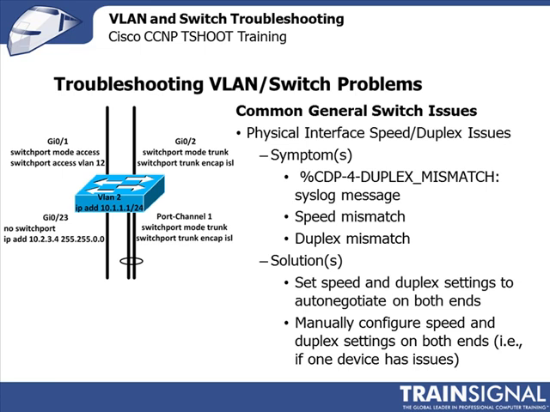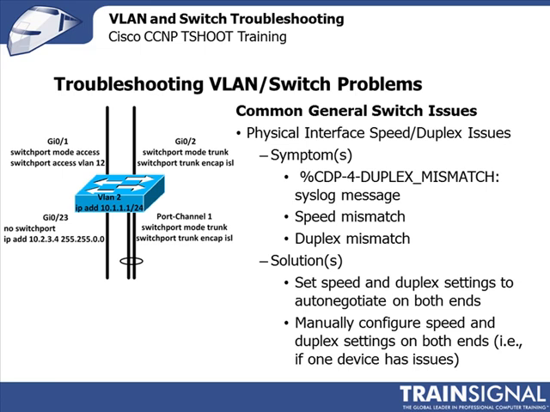Another thing that's going to happen is speed and duplex issues or mismatches frequently across two interfaces. This can be particularly true if you have a gigabit connection on one side and a 10/100 on the other. Here are some of the symptoms. First, you'll actually see a syslog message from CDP for duplex mismatch. That's going to tell you that there's a duplex mismatch.